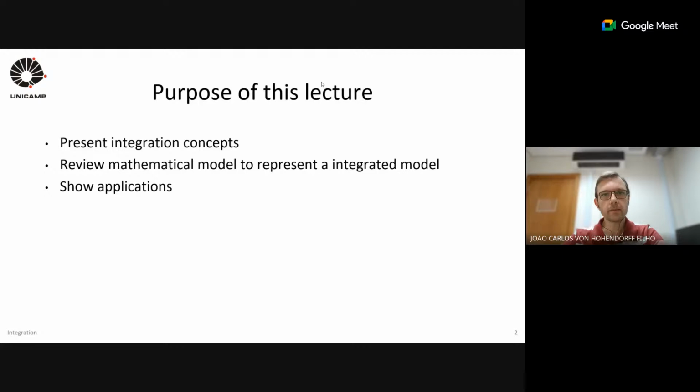What is the purpose of this lecture? We want to present integration concepts, review a mathematical model to represent an integrated model, and show applications of this methodology.